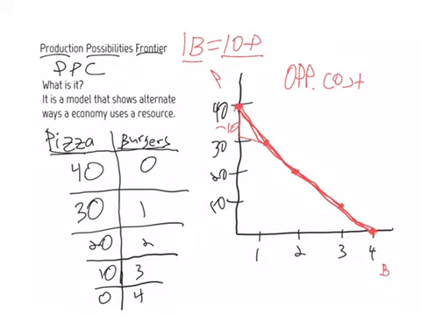Here are some other points. So, for example, point F is when you do not use all of your resources efficiently. You don't use them all, and you don't produce as much as you can. Point C is when you use all of your resources to the maximum potential. And point G is when you don't have enough resources to reach it, so it's an impossible point to reach, since you don't have enough resources to do so.